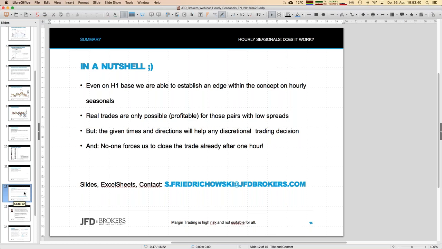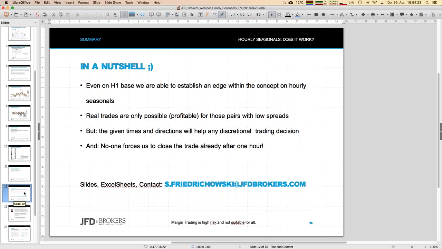But still, as in my last line here, no one forces us to close a trade already after 1 hour. I have done all the calculations exactly like closing that trade after 1 hour in the market, but we can use that edge for longer trades as well. And I have done some analysis on that already. It will be a topic of another webinar. Then we can extend our trading periods and look for even other kinds of trading methodologies. So that is hourly seasonal.